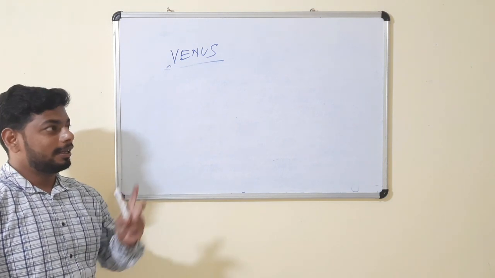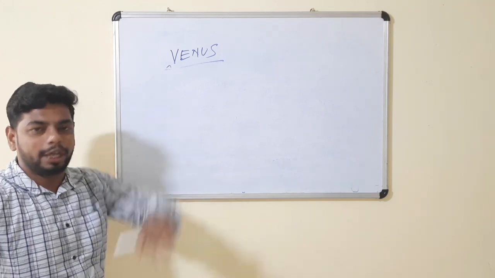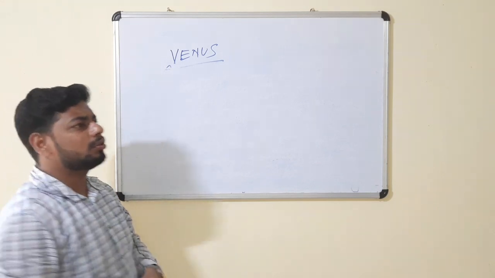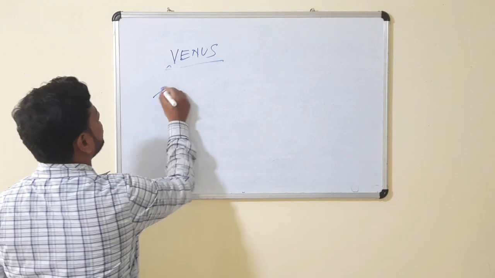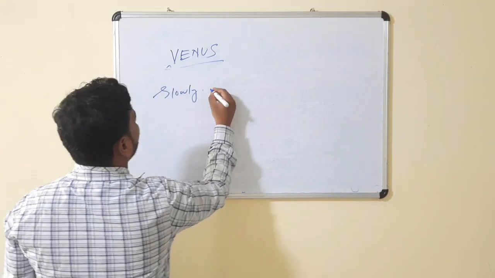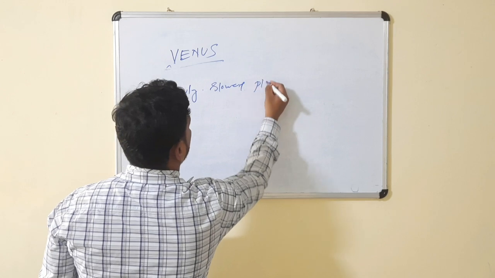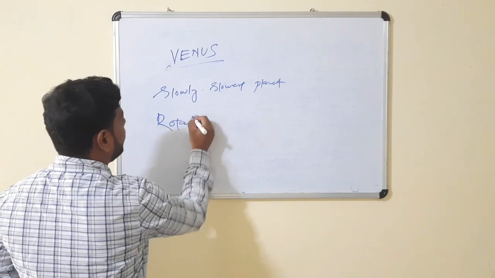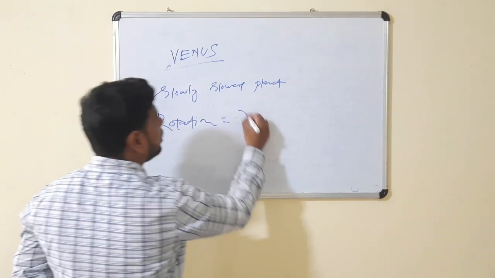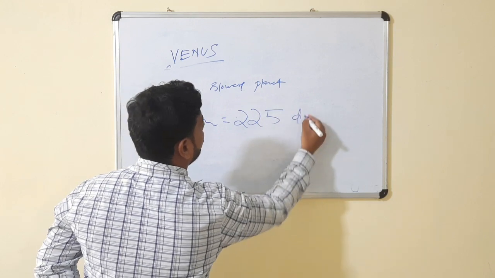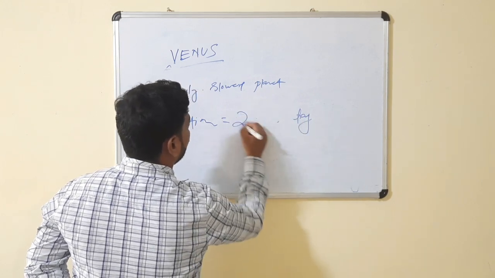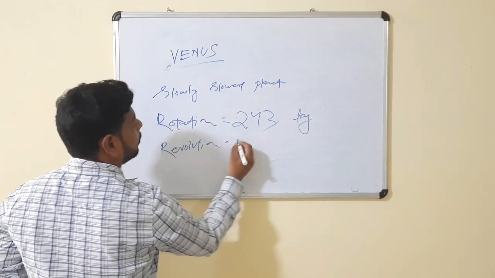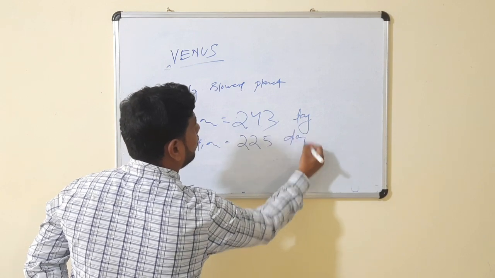Venus's rotation and revolution are quite unique. I already told you the direction, that is from east to west. It is also the slowest planet. It rotates very slowly. To complete one rotation, it takes 243 days, and for one revolution it takes 225 days.